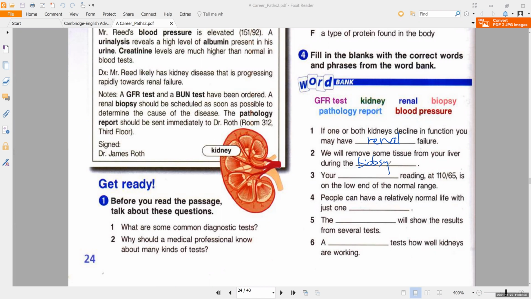Biopsy, sorry, it's P. Number 3, your reading at 110 and 65 is on the low end of the normal range. So your blood pressure. Number 4, people can have a relatively normal life with just one kidney.